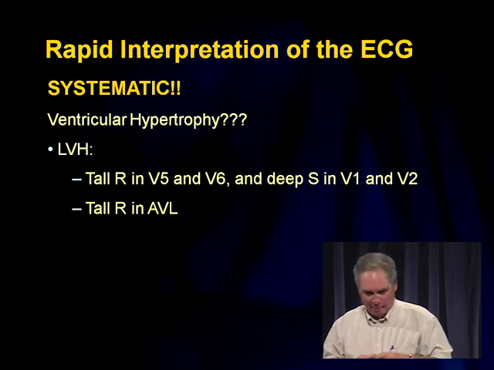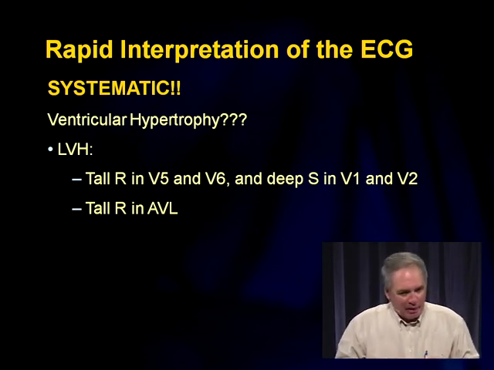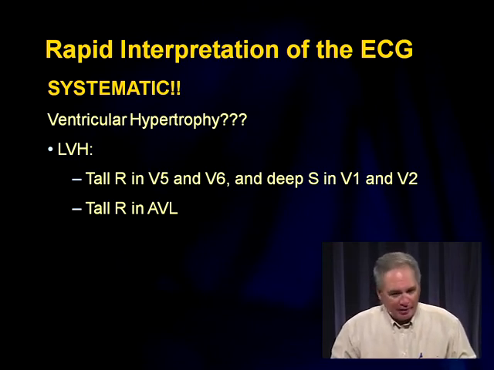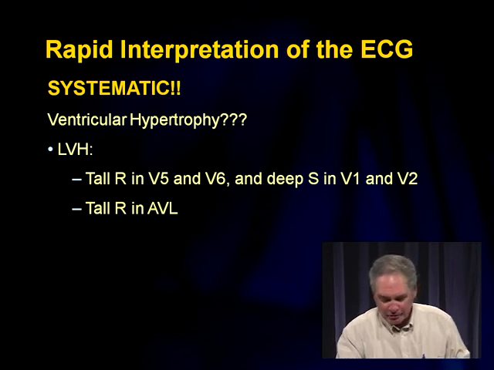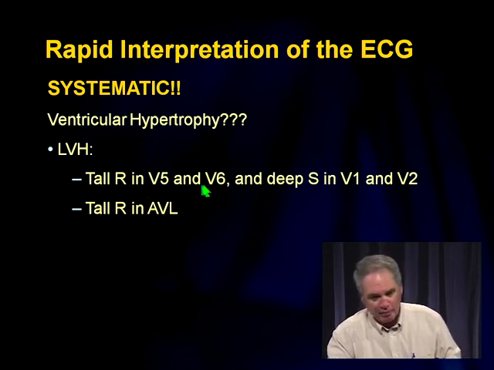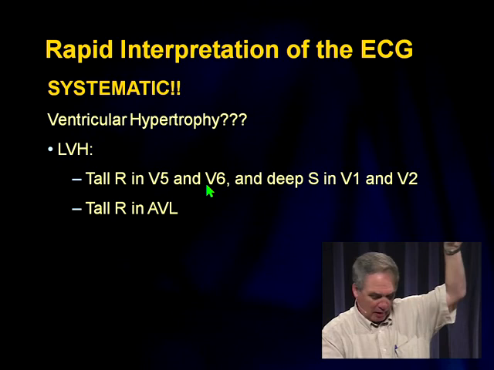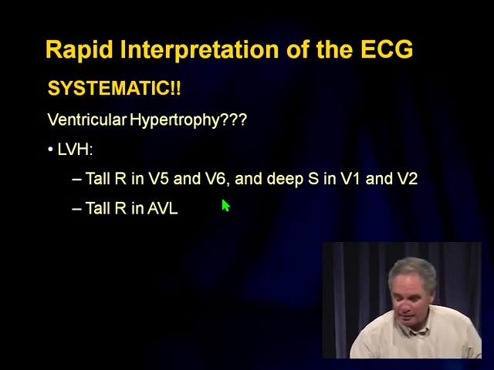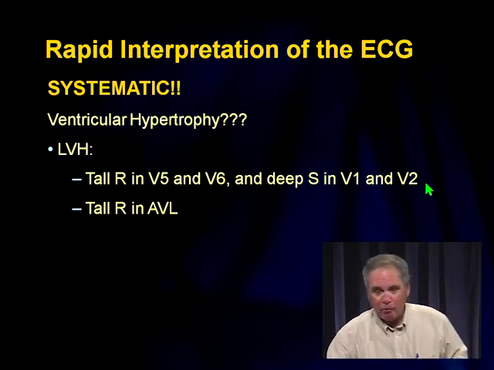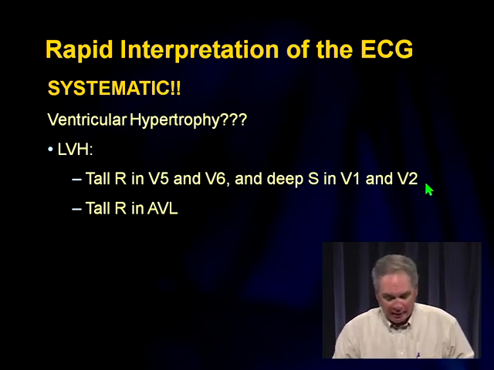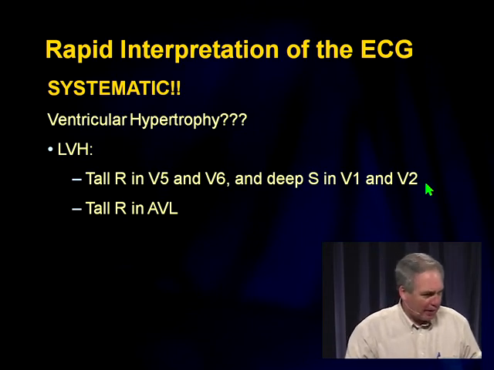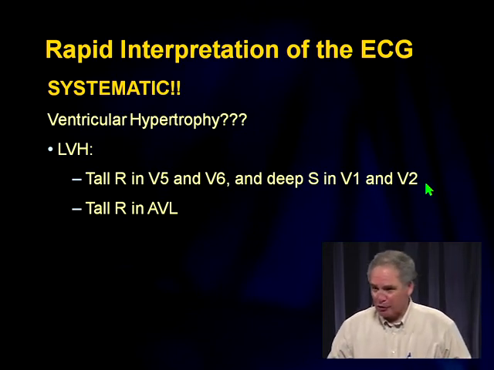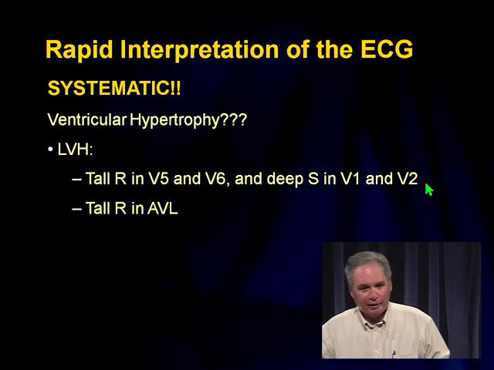Left ventricular hypertrophy. Remember, I said V5 and V6 give you an excellent look at the left ventricle. So once again, if you see big, tall R waves, big, tall QRS, big QR in V5 and V6, that's left ventricular hypertrophy. It is sometimes accompanied by deep reciprocal S waves in V1 through V2. Okay? And a tall R wave in AVL can also be a sign of left ventricular hypertrophy.